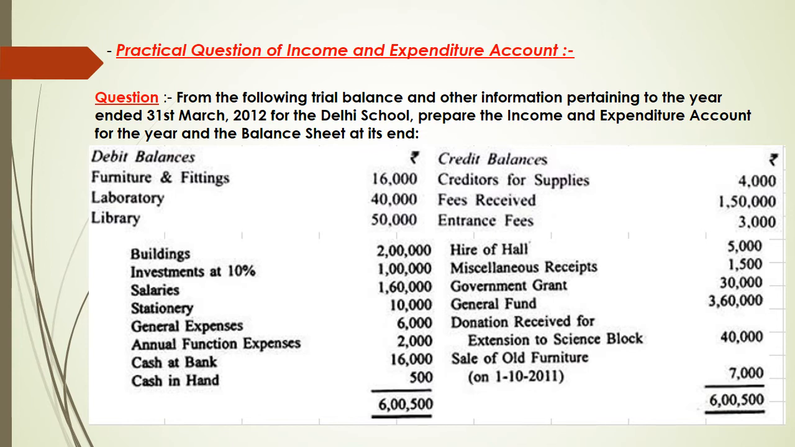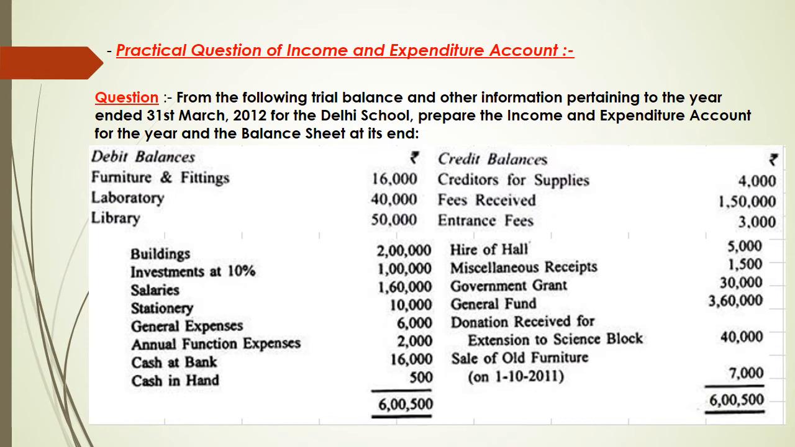On the credit side, we have creditors for supply 4,000, fees received 1,50,000, entrance fees 3,000, hire of hall 5,000, miscellaneous receipt 1,500, government grants 30,000, general fund 3,60,000, donation received for extension to science block 40,000, and sale of old furniture 7,000 on 1/10/2011.